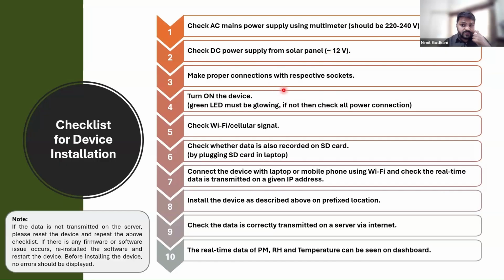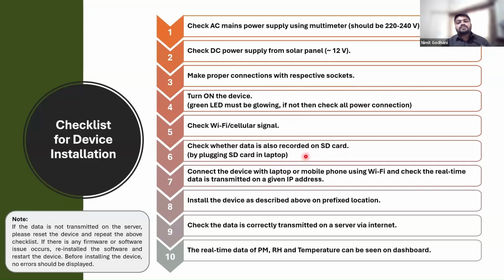Proper connections should be there with the respective sockets. There are some other power supplies: solar, battery, mains. So make sure that each and every connection goes to the proper sockets. Turn on the devices. Check the LEDs and power connections. Check the Wi-Fi and cellular signal. Check whether data is also recorded on the SD card.